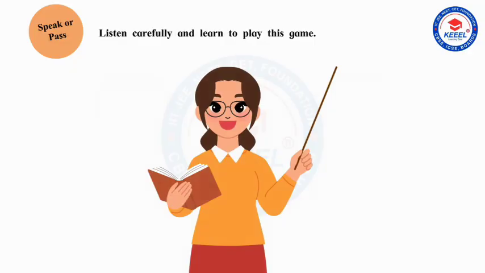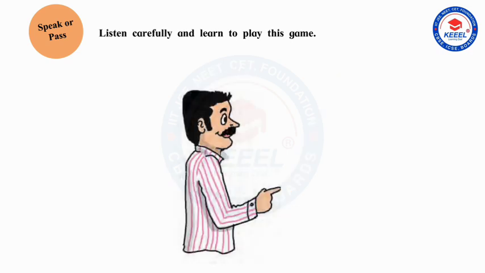Speak or pass. Listen carefully and learn to play this game. Teacher, form a circle. Now I will point to any one of you and say a word. You must say a related word in 10 seconds. Otherwise, you have to say, pass. Then I will point to someone else.